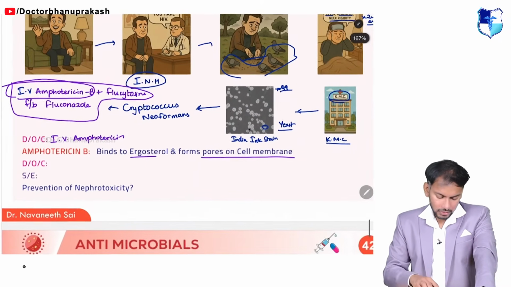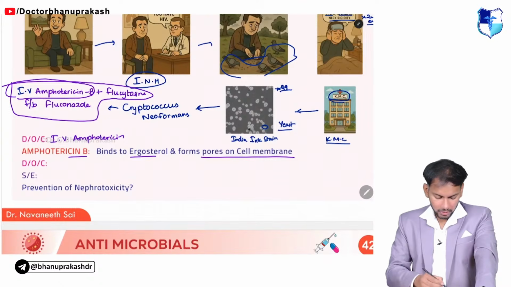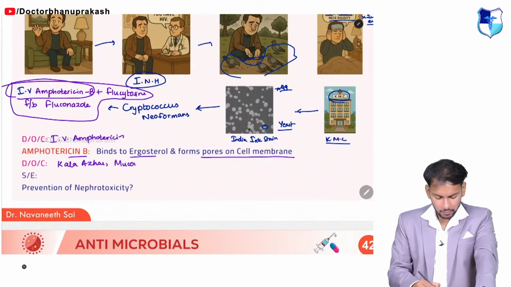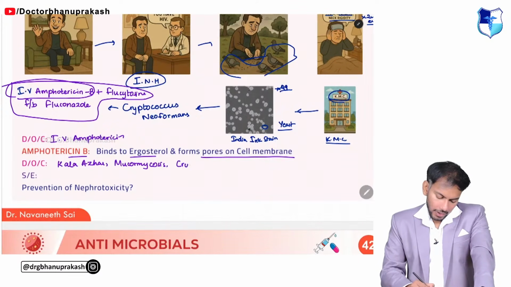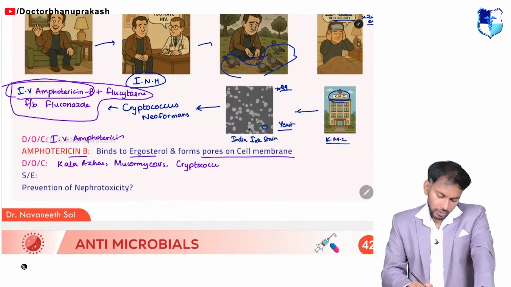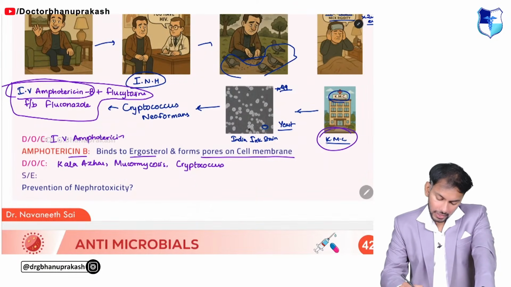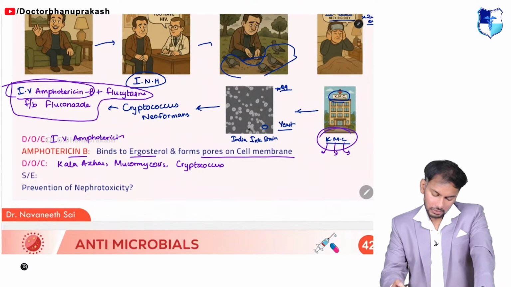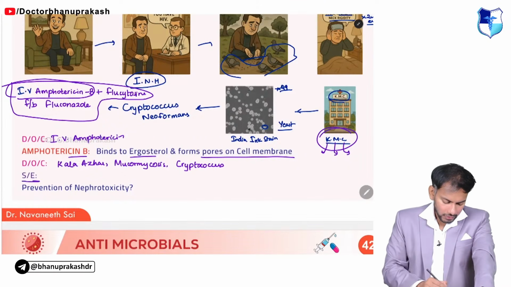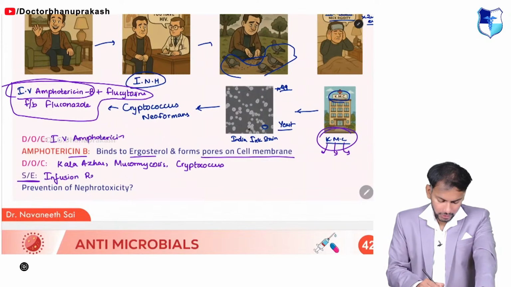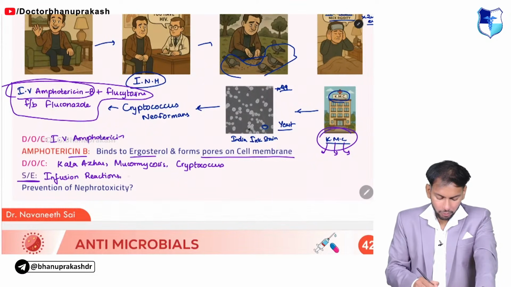Amphotericin B is the drug of choice in which conditions? It is drug of choice in Kala-Azar, mucormycosis. Yes, you might have seen this so many times after the COVID. People are using amphotericin B and Cryptococcus. That is what we have just studied. So if you see the story, remember this carefully. KMC is the drug of choice. K means Kala-Azar, M means mucormycosis, C for Cryptococcus. That's all. Now, what are the side effects of this? It will cause infusion reactions. Again, nephrotoxicity and hypokalemia.